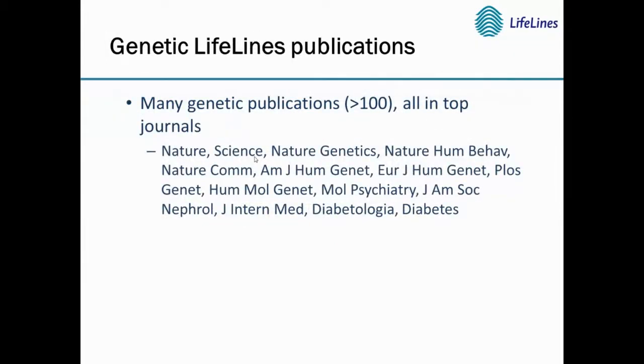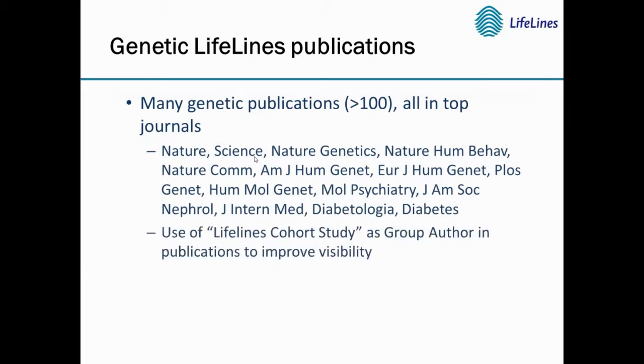So there were, over the years, many LifeLines publications, many genetic publications, more than 100 now, and most of those were published in top journals, such as Nature, Science, Nature Genetics, etc. What we decided to do is use the LifeLines cohort study as a group author in publications to improve visibility of LifeLines. And also we published what we called a genetic position paper in the European Journal of Human Genetics.